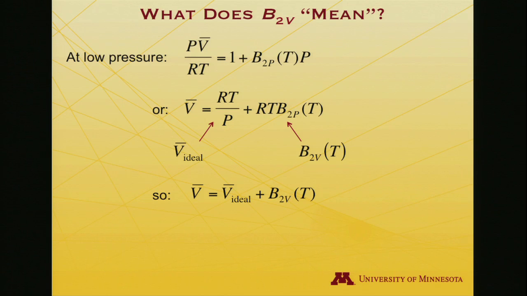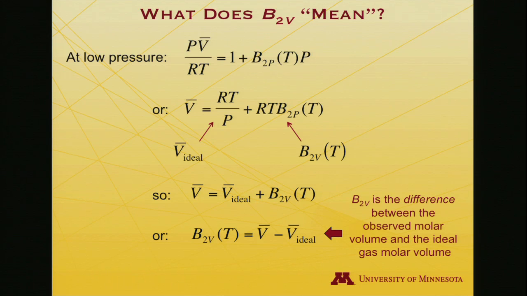So I'll just replace those in there. It says V bar for my real gas is V bar for an ideal gas plus B2V. And all I have to do is rearrange that ever so slightly. It says B2V is V bar for the real gas minus V bar for an ideal gas. That is, B2V is the difference between the observed molar volume and the ideal gas molar volume for a given set of pressure and temperature conditions. And that's a pretty intuitive quantity, if you will. So let me take a moment and see if that is intuitive for you. I'll let you answer a question that will address that in a little bit more detail.